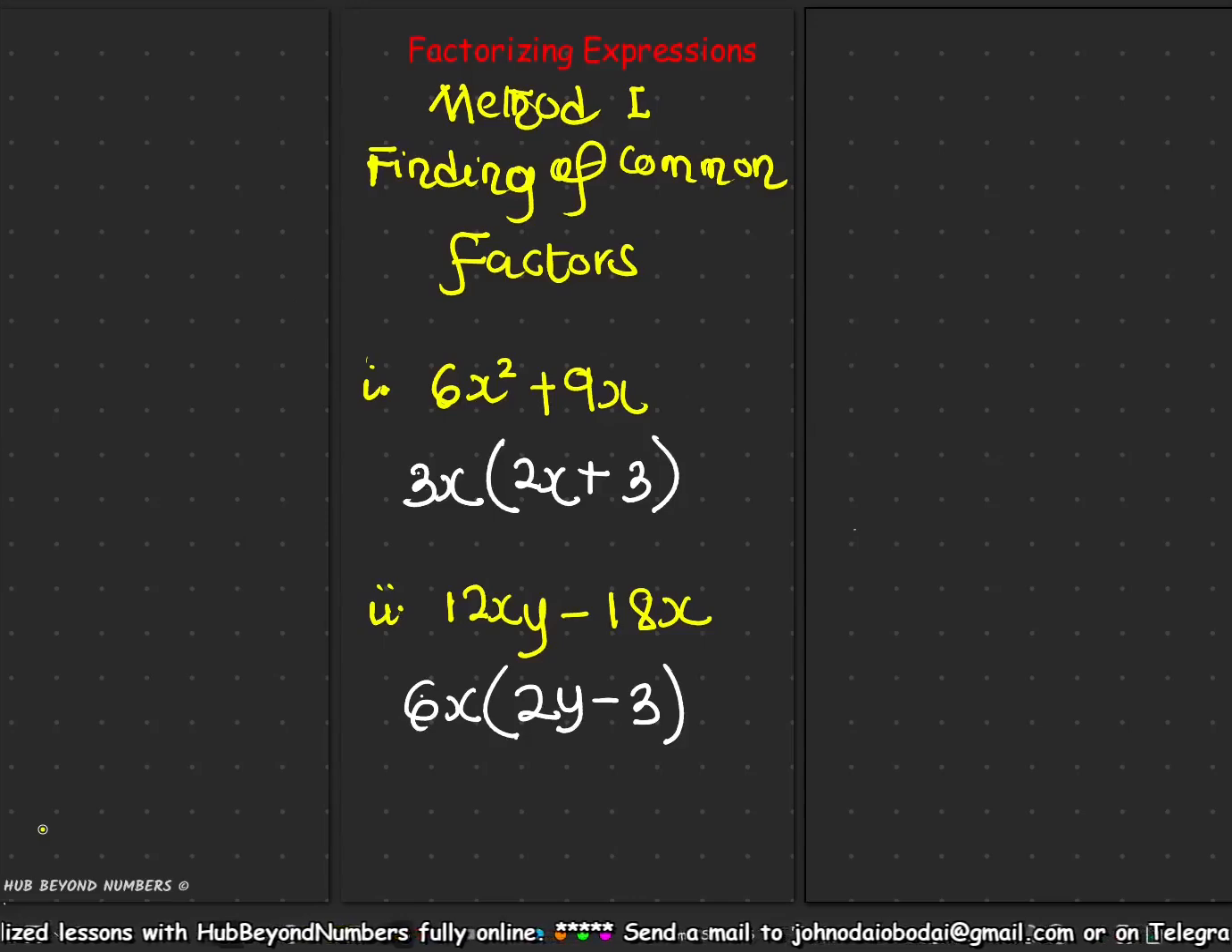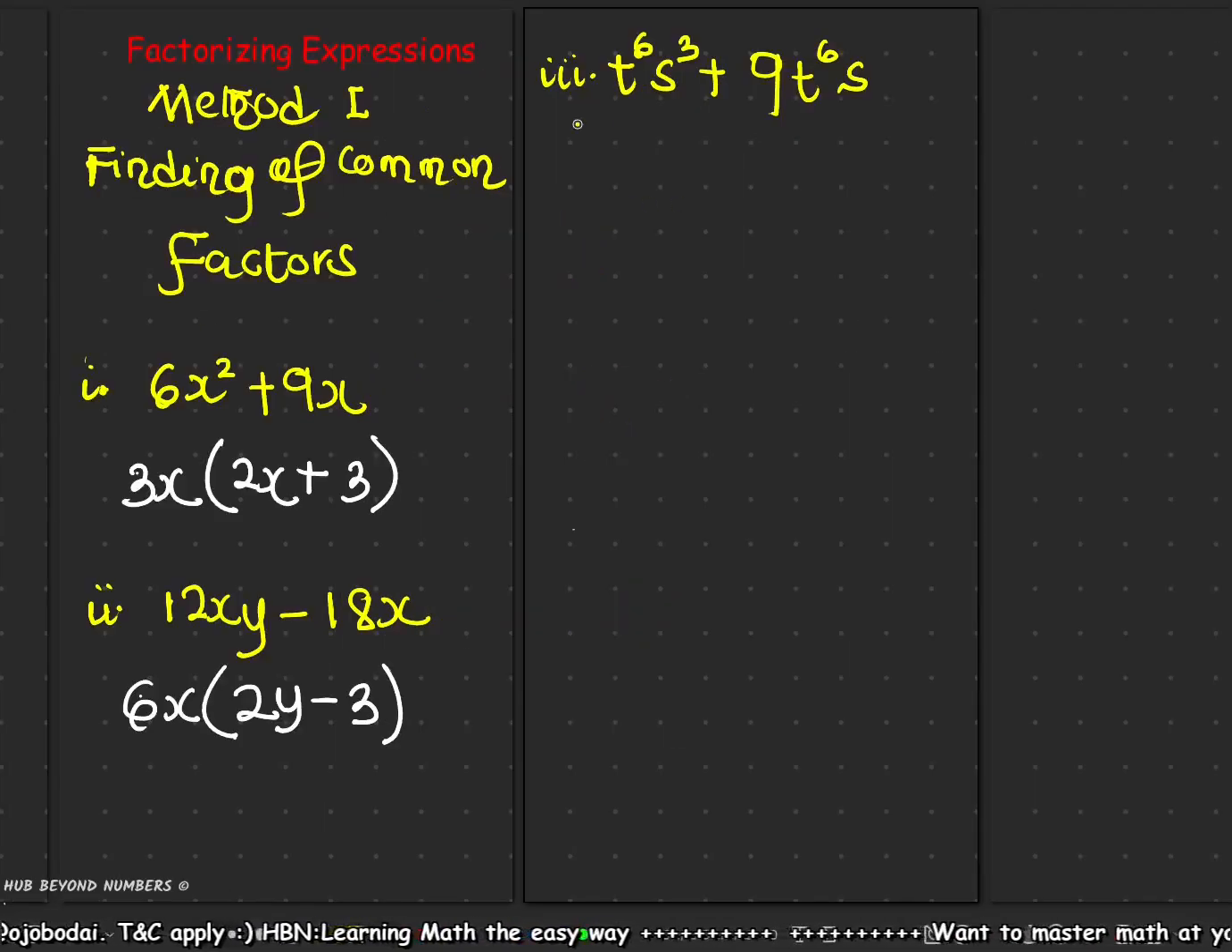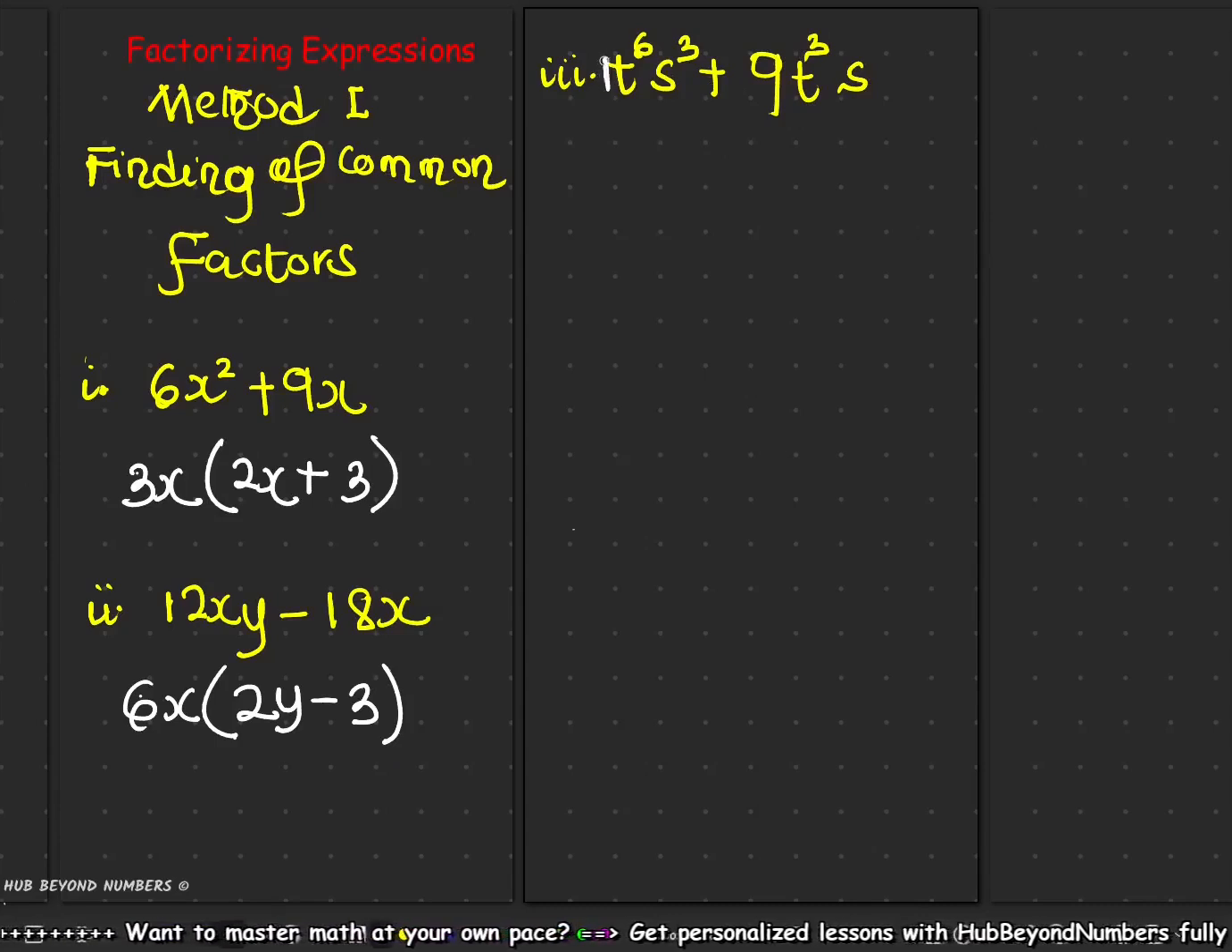Let's look at this example here, which says t to the power 6 s to the power 3 plus 9t to the power 3 s. And we want to factorize it using the method of common factors. So if you look at the numbers, there is 1 here, whilst we have 9 here. What is their common factor? Their common factor is 1. And for 1, we can choose not to write it.